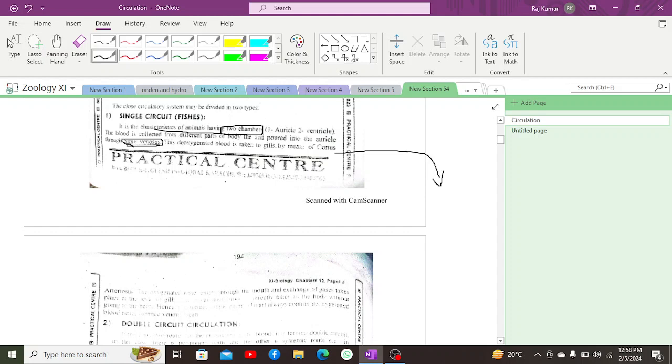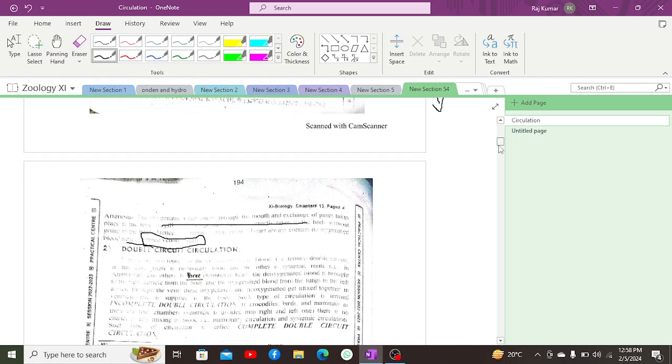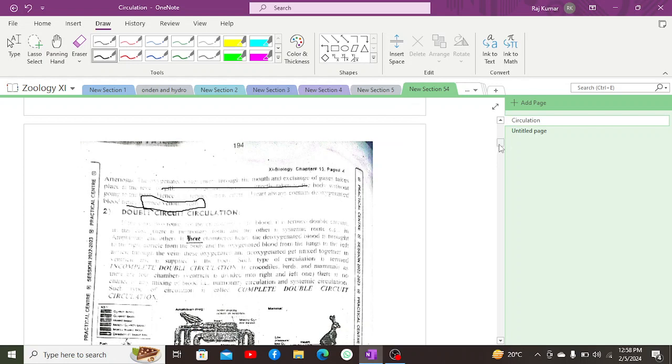So this is the basic concept of it. The deoxygenated blood is taken to the gills by means of the conus arteriosus, or bulbous arteriosus. Exchange of gases takes place there, and it contains deoxygenated blood, hence termed venous blood. So the heart basically contains the deoxygenated blood, or the venous blood.